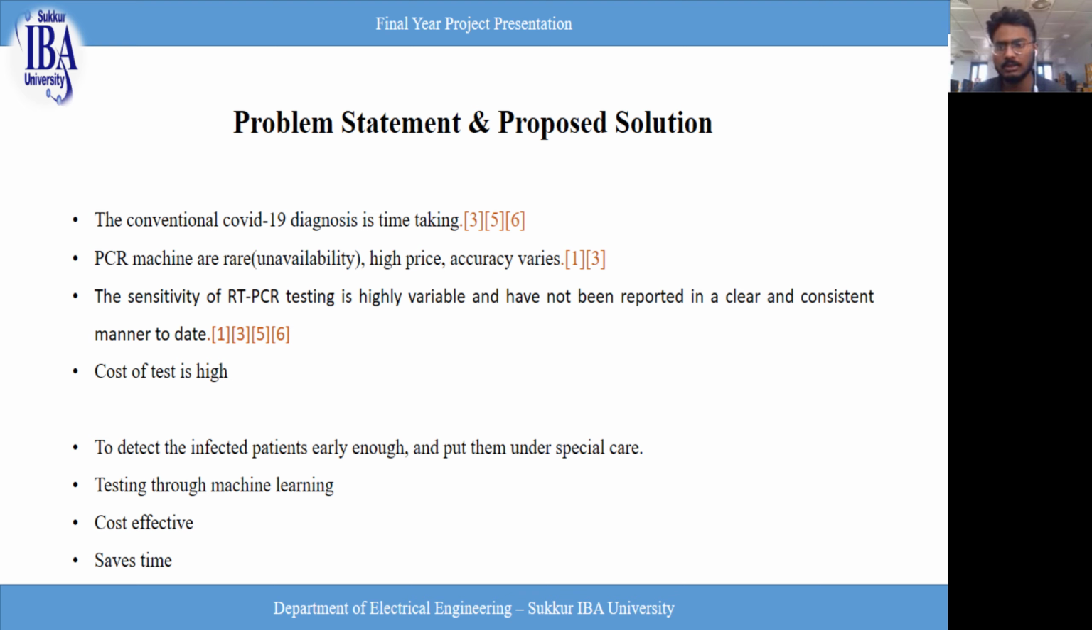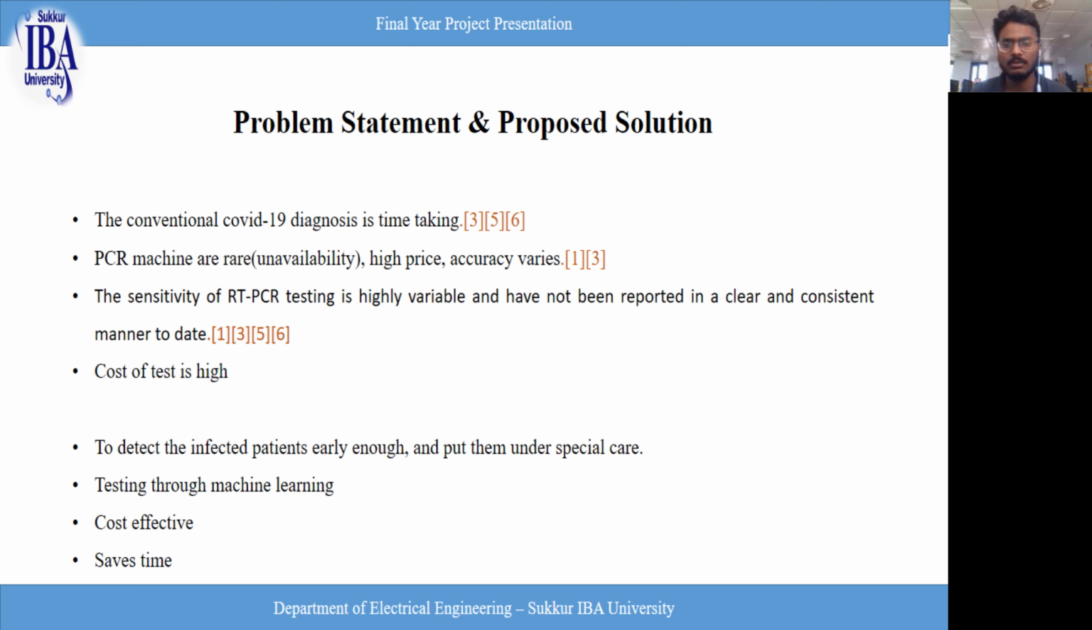The problem was that the conventional COVID-19 diagnosis was time taking, and PCR machines are rare and not available everywhere, and high price, and accuracy also varies. The sensitivity of PCR testing is highly variable and has not been reported in a clear and consistent manner to date. Its cost of test is high.